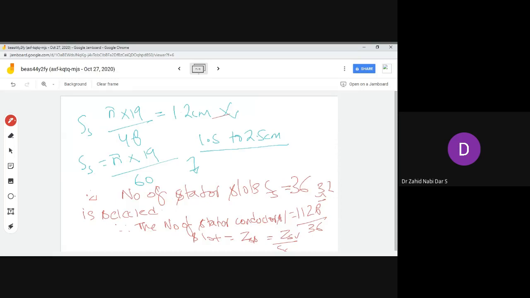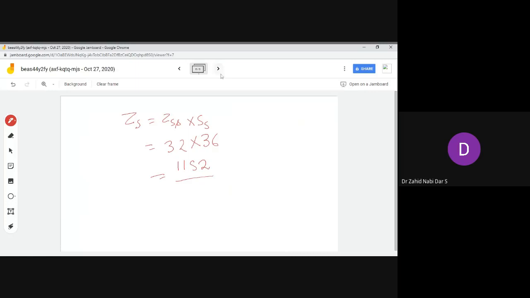So from this also I can calculate the number of stator conductors per slot, ZSS, which would be ZS by SS. So ZSS was 1128 by 36. It's coming around 31.3, which I took as 32. Then ZSS 32 into 36 is 1152. This is the actual number of stator conductors.